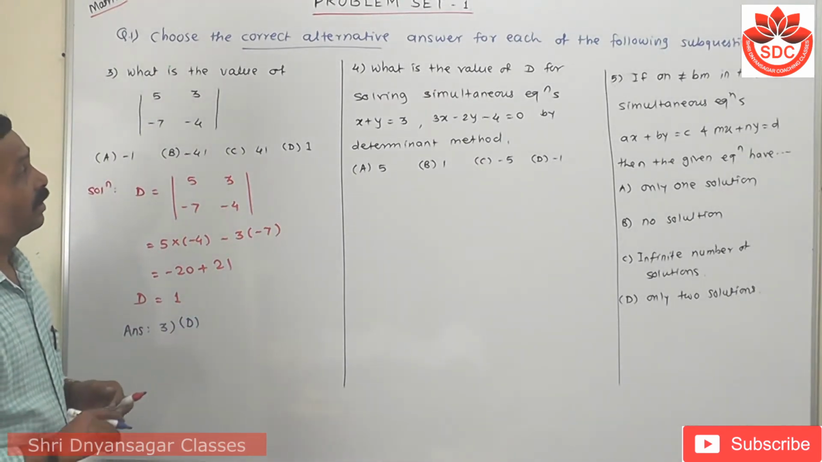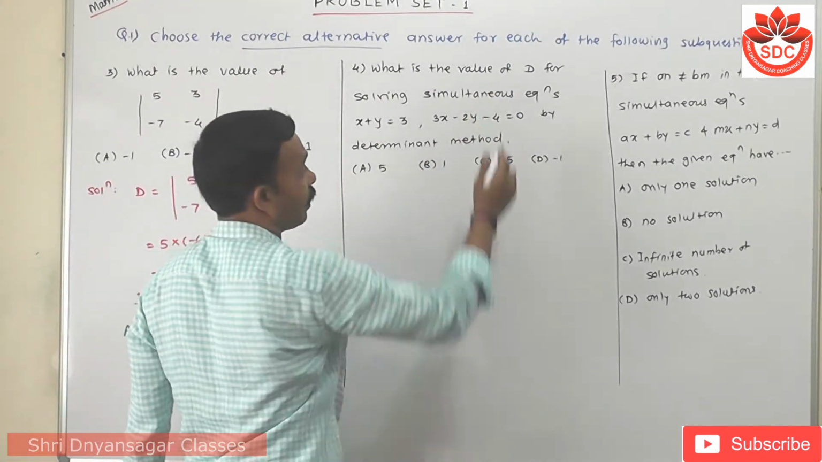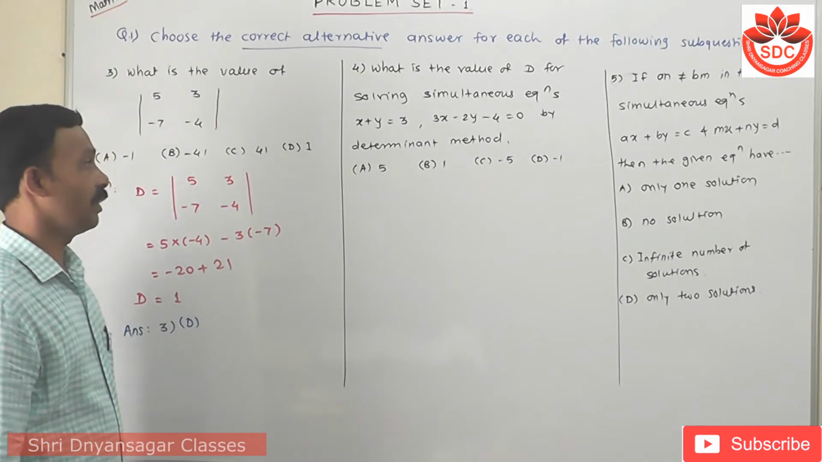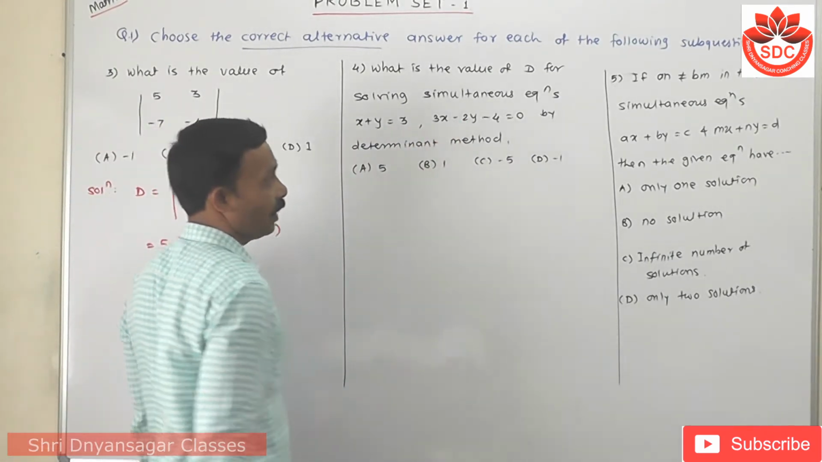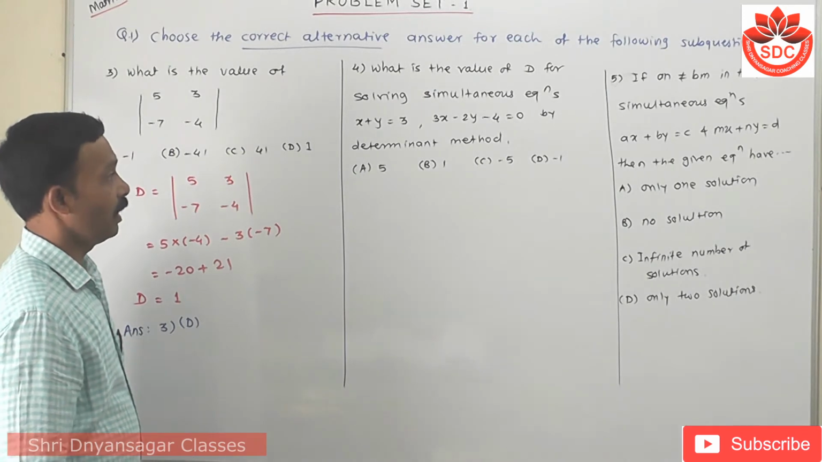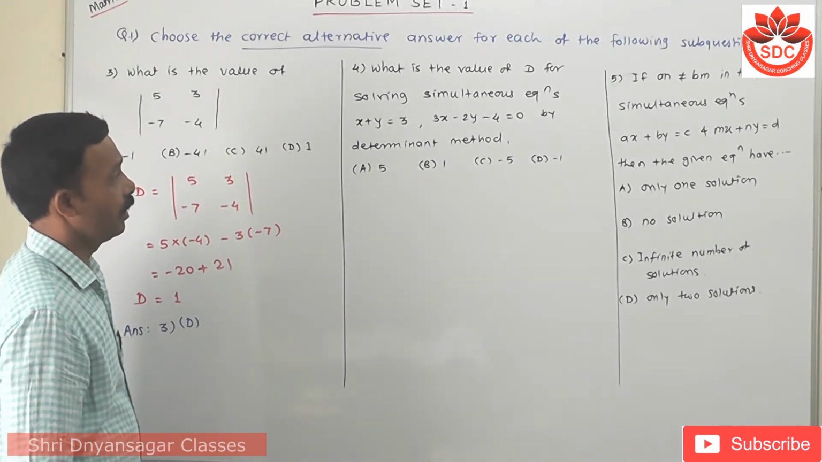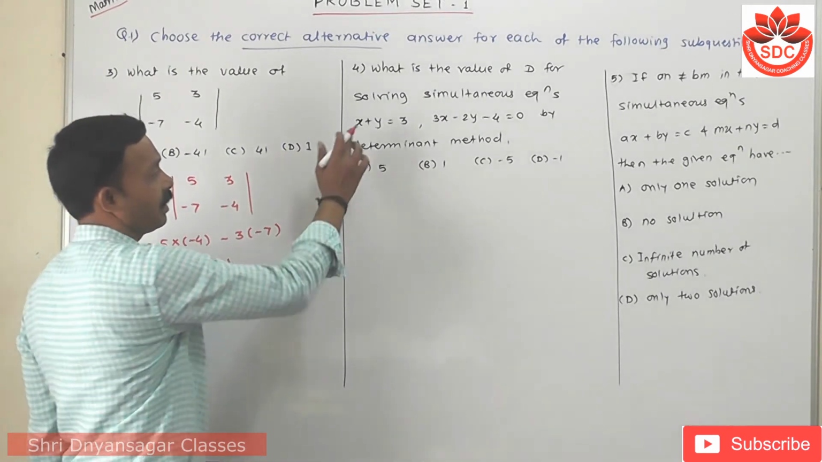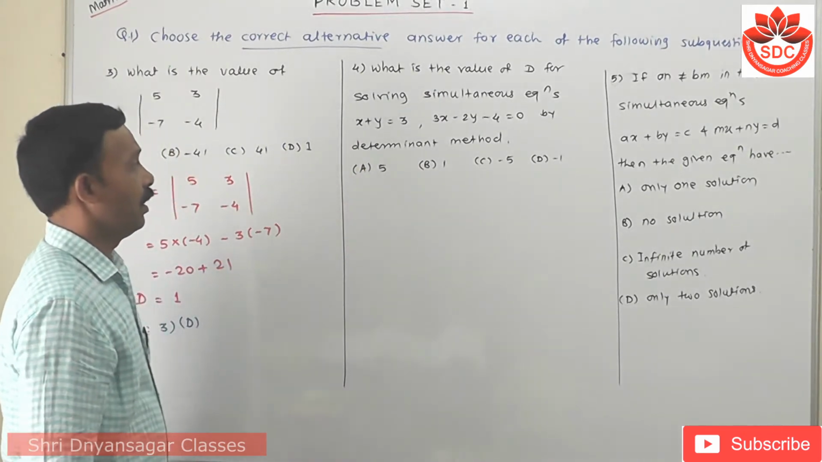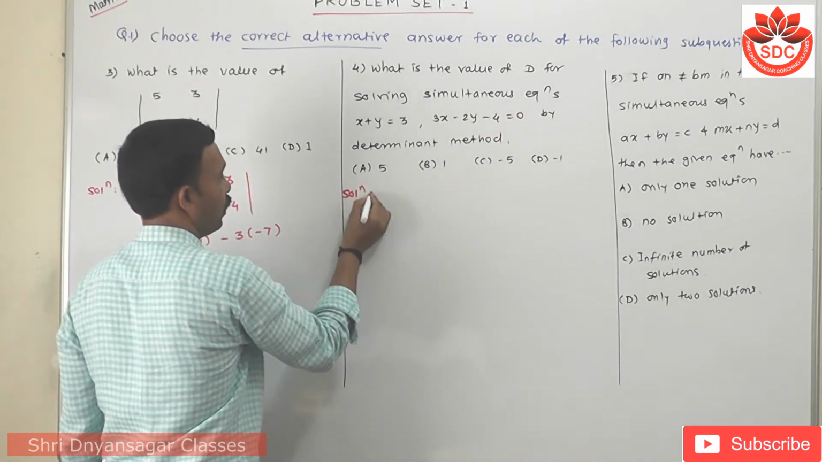Okay, then next MCQ number 4. What is the value of D for the solving simultaneous equation? These two equations we have to solve it. Then you have to find out the value of D of determinant methods. Now here, first I have to take this equation and this transpose to this side. So solution.